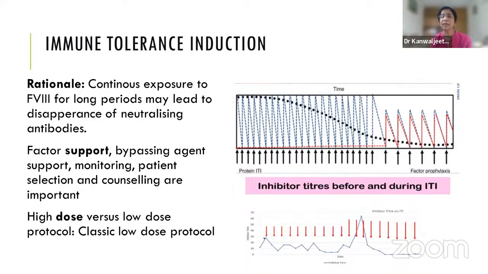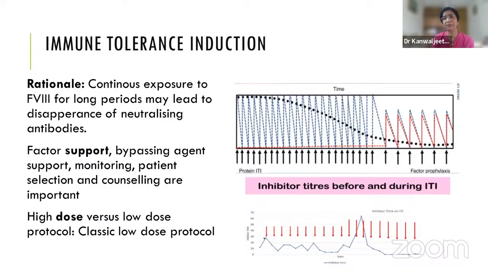And what happens in such patients? When we are giving factor, the blue line represents the antibodies, a different graph from this one. The antibodies may peak, and in such cases, when the antibodies peak in spite of giving factor VIII, we intensify the protocol. So the concept is to decrease the inhibitor by giving intense and continuous exposure, which may take up to 3 years.